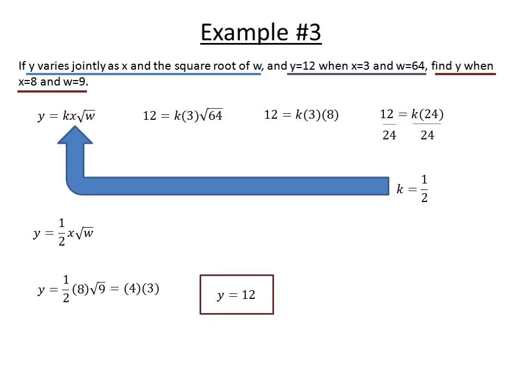I hope this was helpful. If you need to, go back through it and pause it and try some of the examples on your own, and the most important thing is to remember those 4 steps.